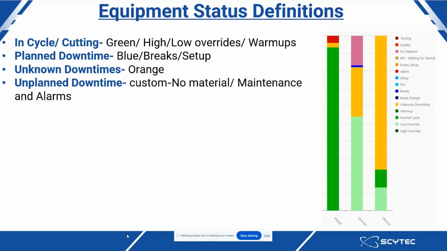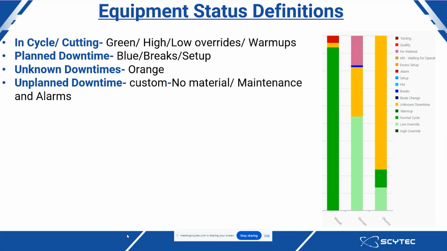Next up, I'd like to discuss how we do equipment status definitions. What you're looking at on the far right-hand side is a screenshot of one of our data exchange manufacturing charts. On the right-hand side of that, you can see a whole lot of different machine statuses, including tooling, quality, no material, waiting for operator, access setup, alarm, etc. And those are color coordinated to your liking. Everything inside of Scytec DataXchange is rule-based and 100% user-defined, meaning that you define what you want to see and how you want to see it.